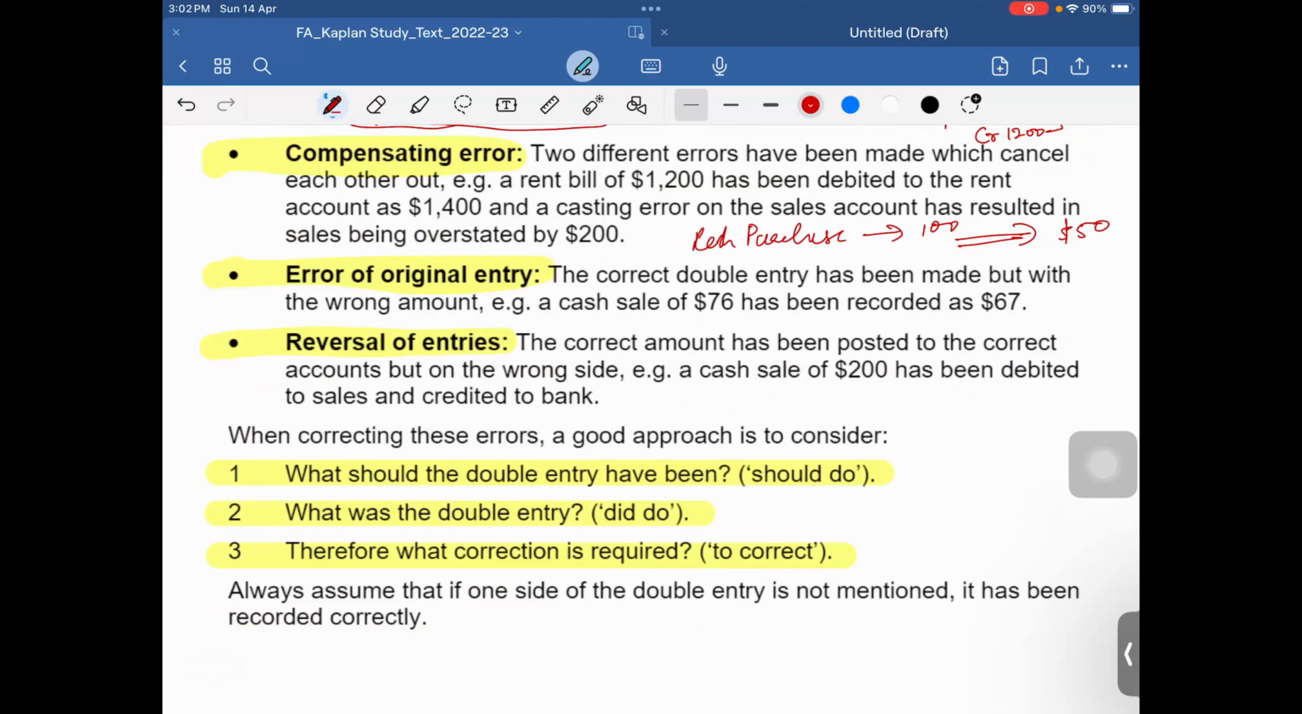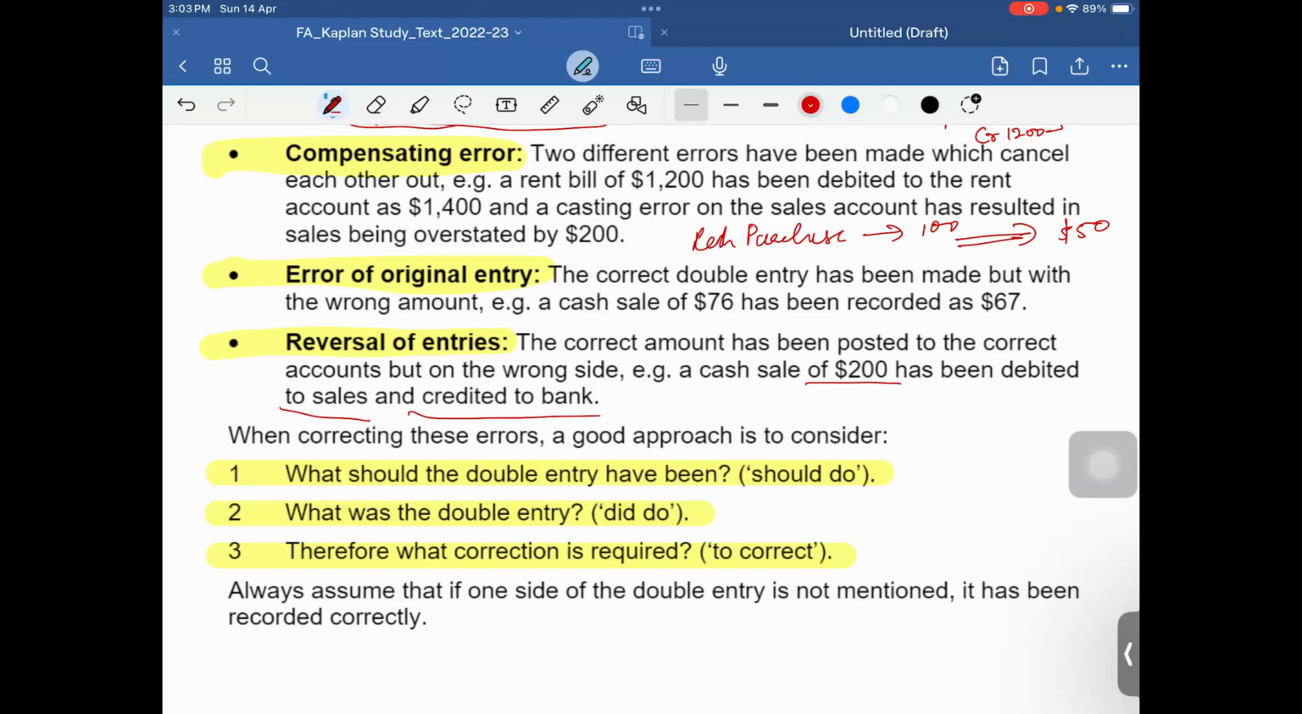Reversal of entry is when you had taken the correct amount, and you have taken it into the correct ledger as well. But instead of taking it on the debit or credit side, you took it on the wrong side of the ledger. Clear? For example, a cash sale of 200 had been debited to sales and credited to bank.